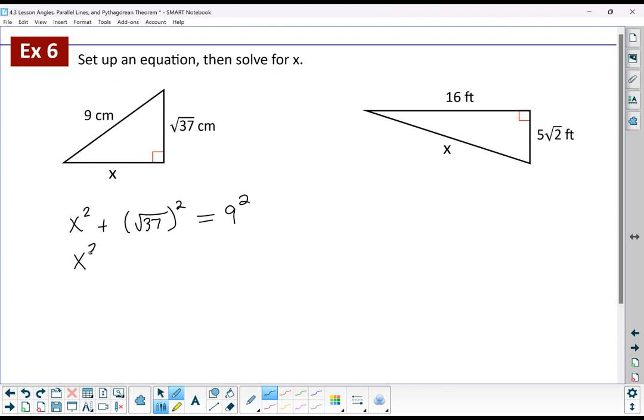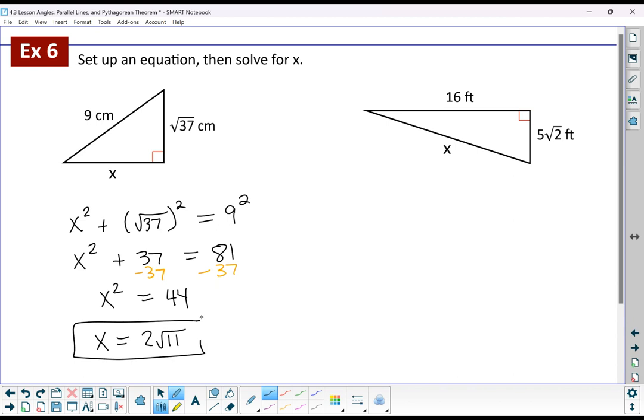So if we square the square root of 37, that is 37, and then 9 squared is 81. So that gives us x squared is equal to, let's see, 81 minus 37 gives us 44. And if we take the square root of both sides, that gives us 2 root 11. We solved equations using square roots earlier this year. Usually when we are doing that, we have two answers and we use the plus or minus symbol. But in this case, because we were talking about the side length of a triangle, we know that we want to select the positive answer.